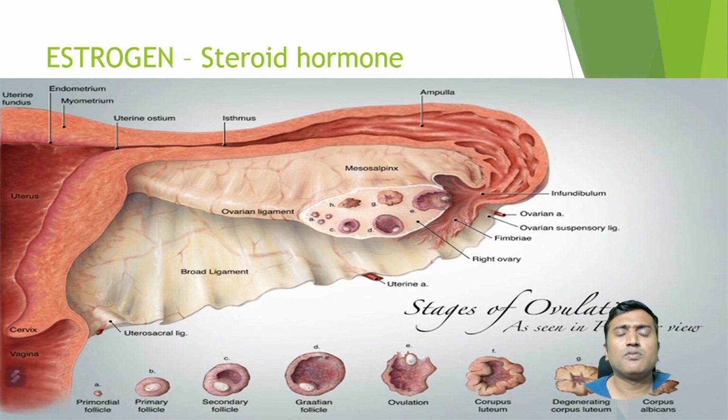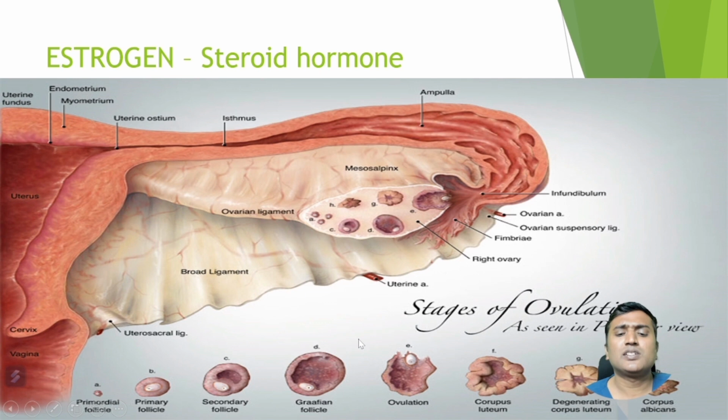Now we have estrogen, which is another steroid hormone naturally present in females. Now we are going to see how ovulation happens. Here we have the primordial follicle, which converts into the primary follicle, then the secondary follicle, then the Graafian follicle. From the Graafian follicle, the ovum is ovulated. Whenever the Graafian follicle wants to ovulate the egg, the LH surge has to happen.